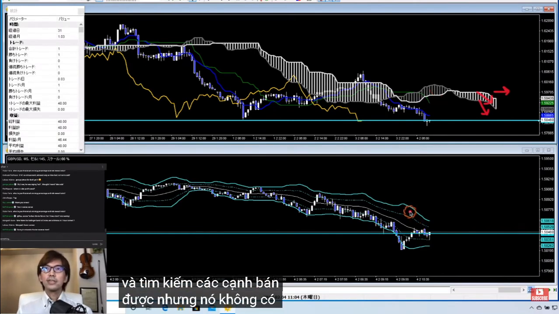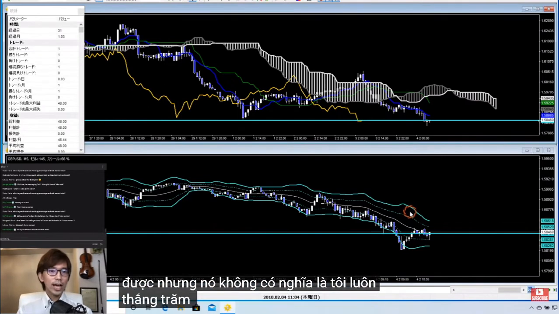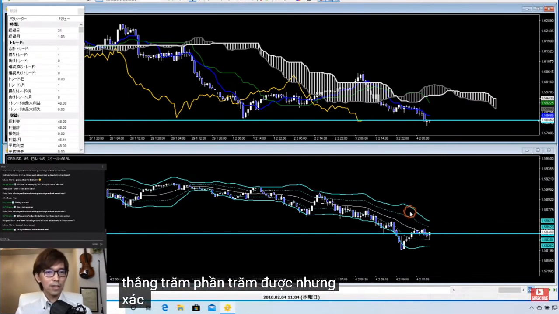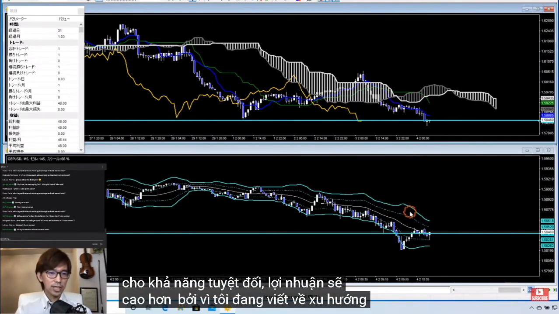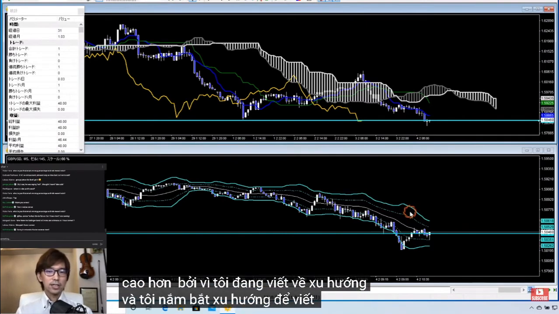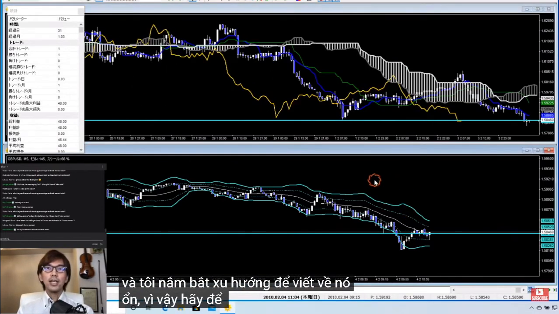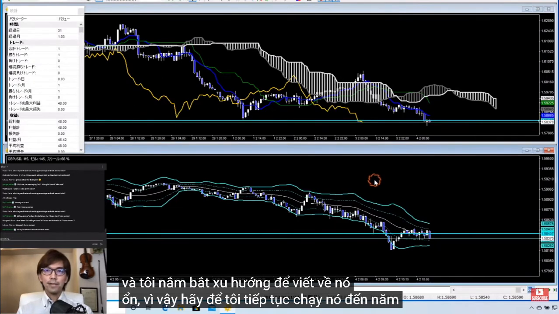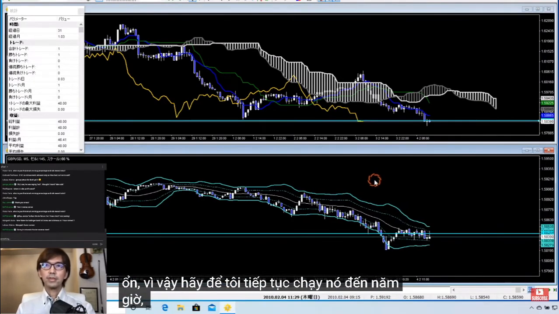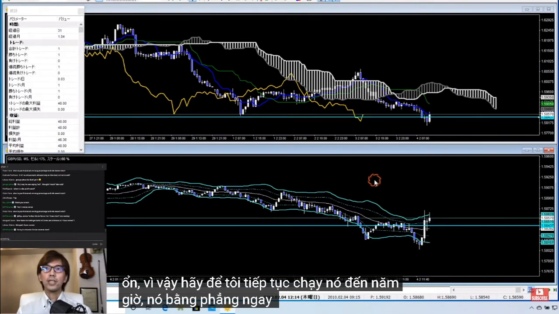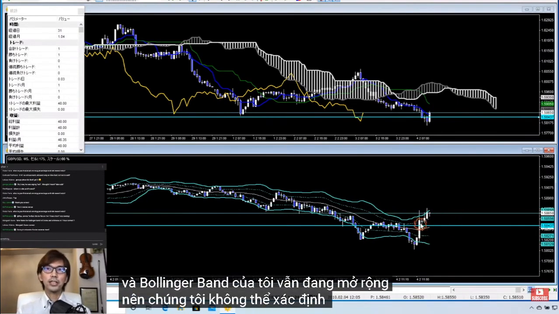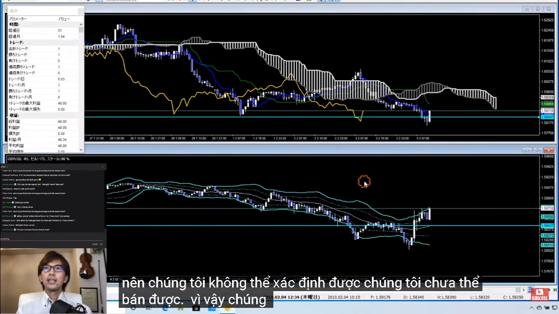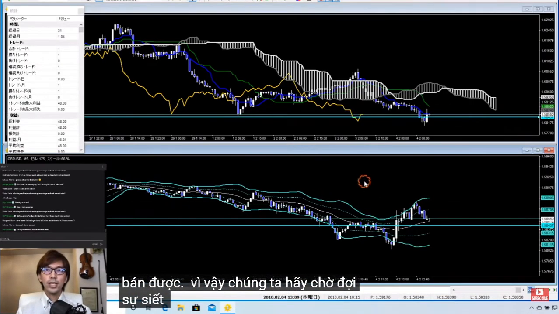Okay? But it doesn't mean that I always win 100%. The probability of winning and of extending the profit is going to be higher because I am riding on the trend and I capture a trend to ride on it. Okay, so let me keep running it by 5. Now it's flat, right? Sloping down and up. Bollinger Band is still expanding, so we cannot take trades. We cannot sell yet. So let's just wait for the Bollinger Band squeeze.